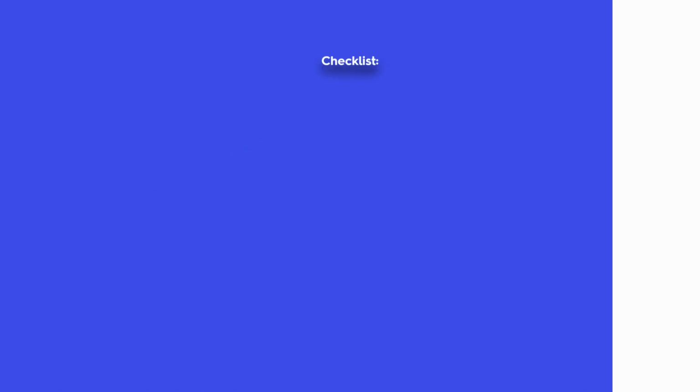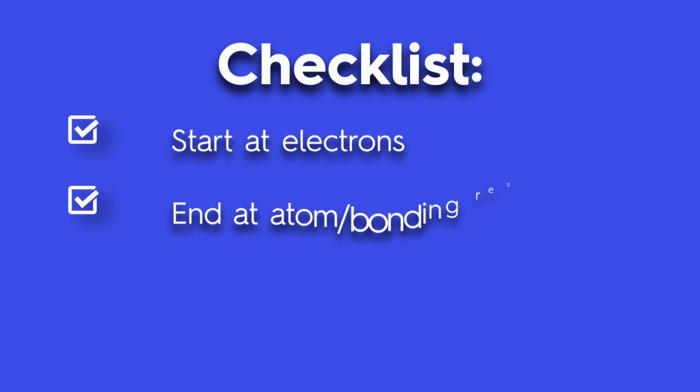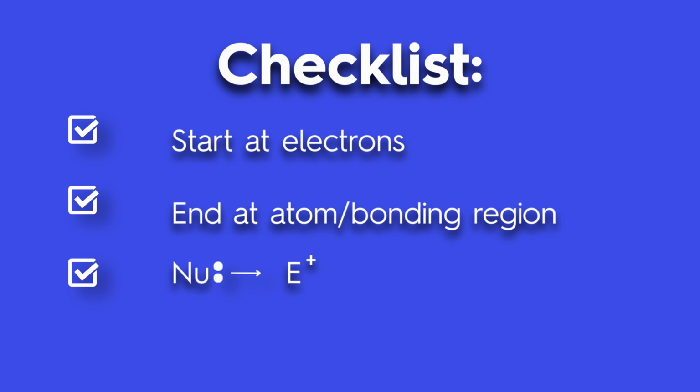Let's lock the rule set in with a mini-check. Arrows start at electrons, end at atoms or bonds, and flow nucleophile to electrophile.